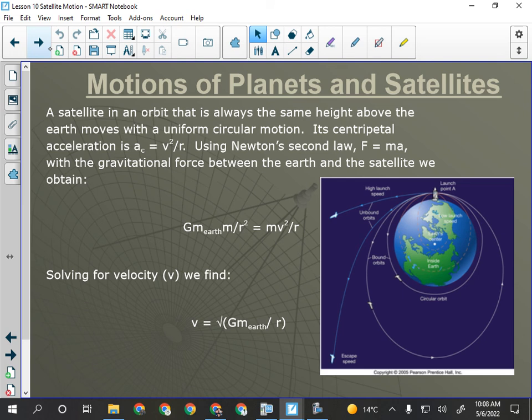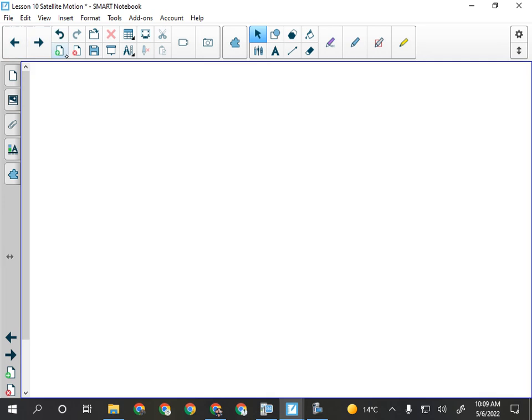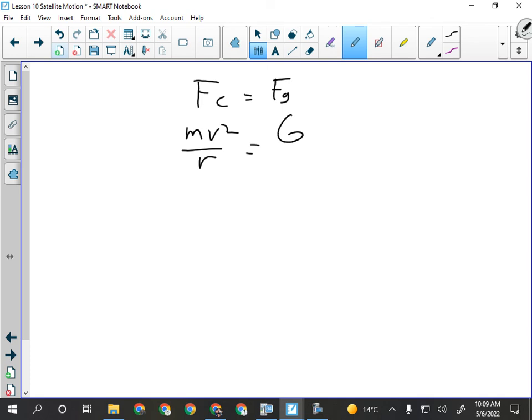And sometimes it doesn't give you enough information to do that in 2 steps. It doesn't give you enough to go, all right, I'll solve for v, and then I'll go v equals 2 pi r over T and get T. Sometimes they don't give you enough information, so you have to substitute. Right? So substitution is going to look like this. So normally I would have F_C equals F_G, and that would be mv squared over r equals big G times mass over r squared.